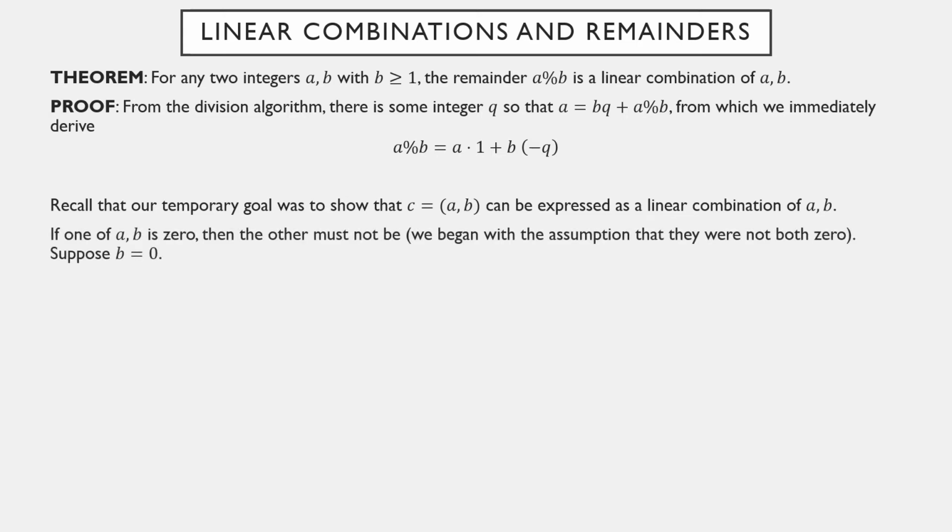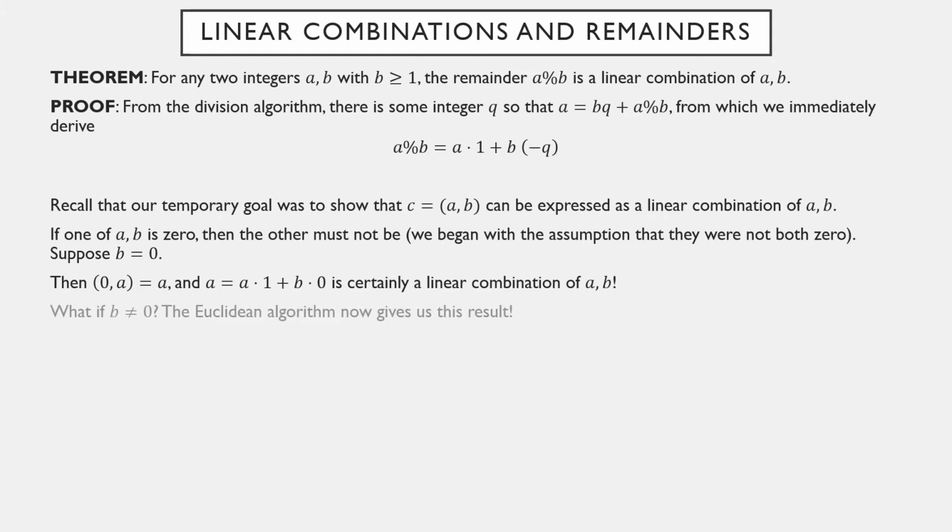Okay. Well, if one of A and B is 0, then the other can't be. That was part of our initial assumptions. So let's suppose temporarily that B is 0. Then the greatest common factor is A, and A can be expressed as A times 1 plus B times 0. So if B happens to be equal to 0, then the greatest common factor can definitely be expressed as a linear combination. What if B isn't 0?